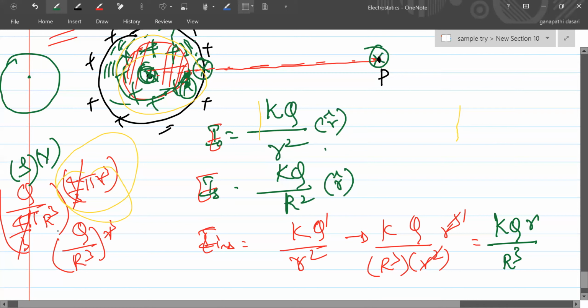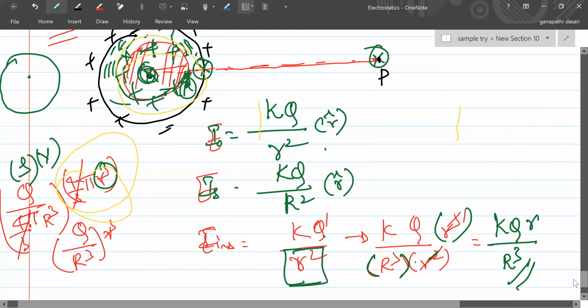Due to inside charge, the field will be there. You understood this? KQ dash by r square, and that Q dash has come to be Q by R cube into r cube. Divided by r square, like in the normal formula. So now r square goes by r in r cube by one time. So that is KQr by R cube. Did you get this formula or not? This is an important formula.